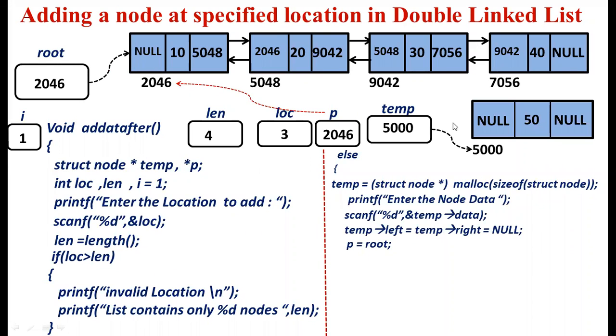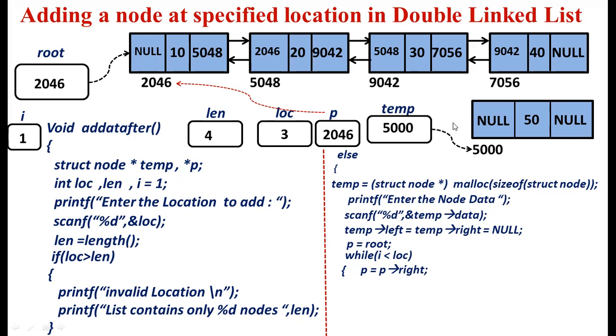Now we have to move the control to the third location. So here we have to write the logic using a while loop. That is, while I is less than the location, if the condition is true, then we need to enter into the while loop. Now we need to shift the pointer P to the next location. So we write the statement directly like this: P to right value we need to assign to P. So P is equal to P to right.